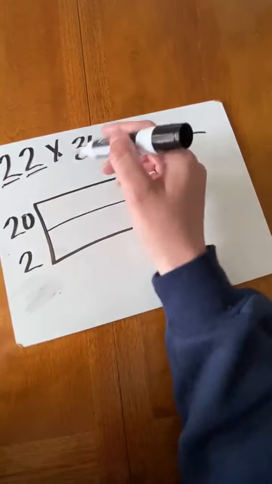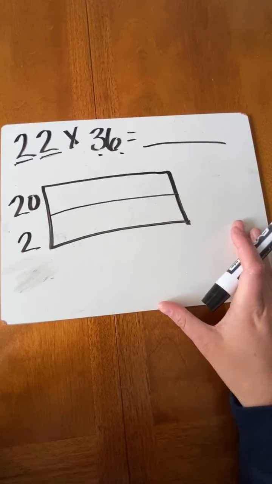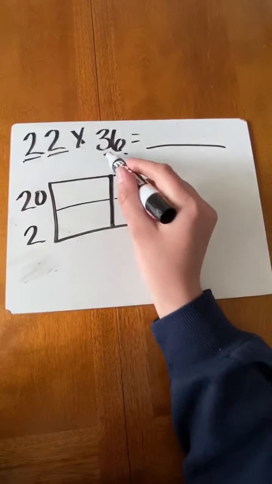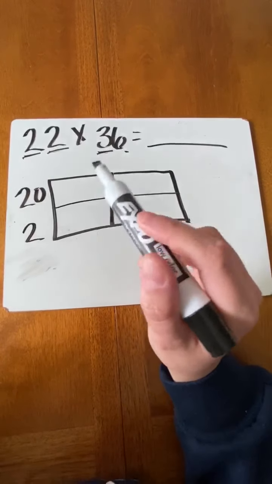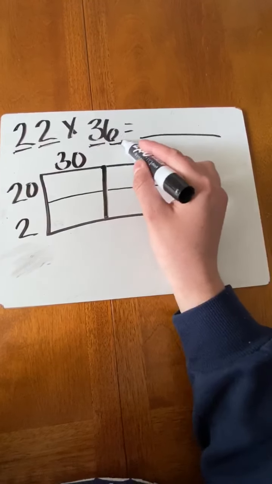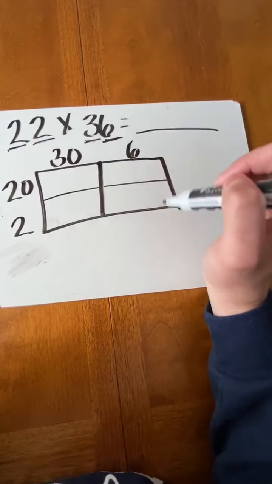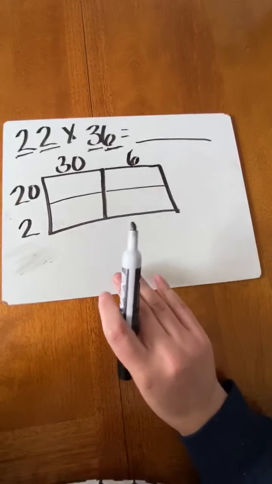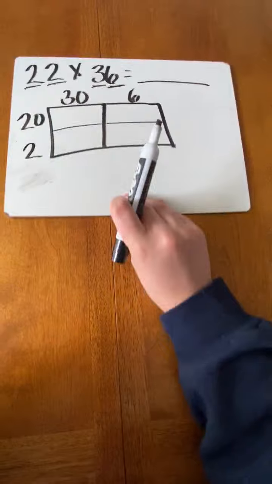Now for my next number, I also have a 2-digit number. So I'm going to break my rectangle up this way into two parts. I have a 3 in my tens place, or 3 tens, which is going to be 30, and a 6 in my ones place, which is 6. So now I need to find my answers for each one of these boxes.